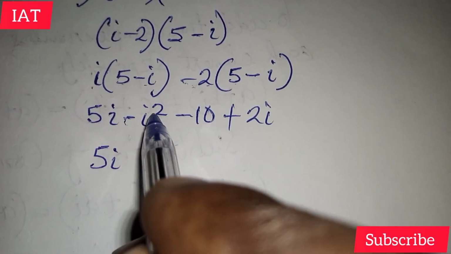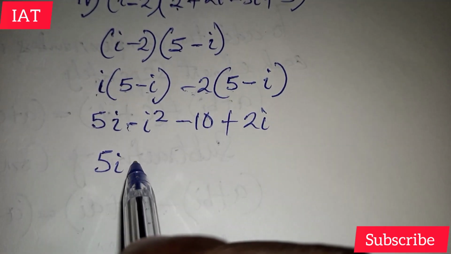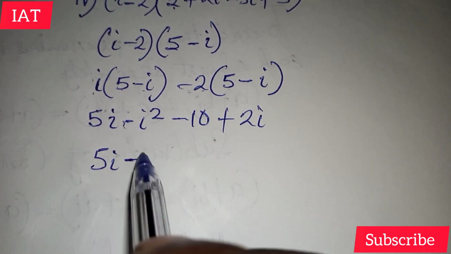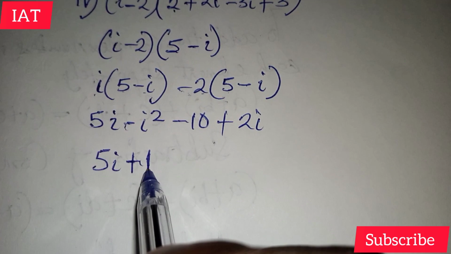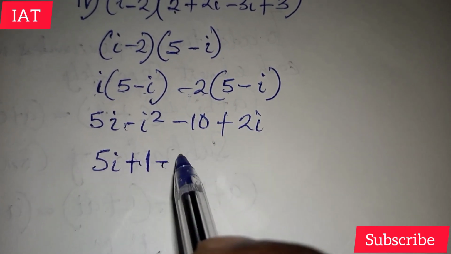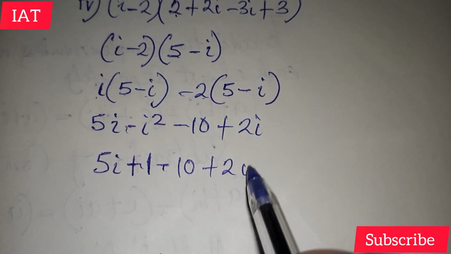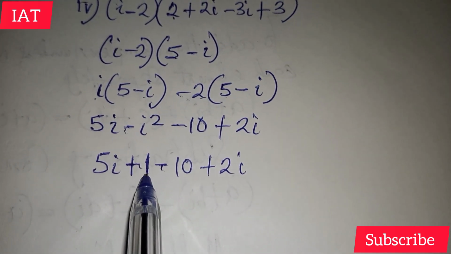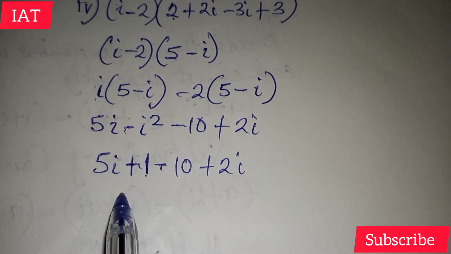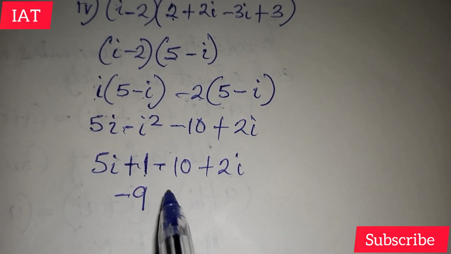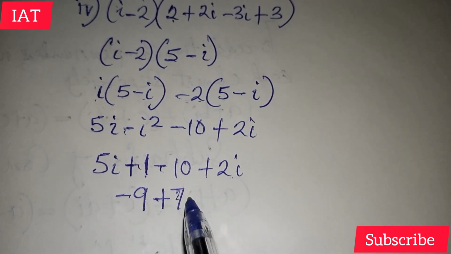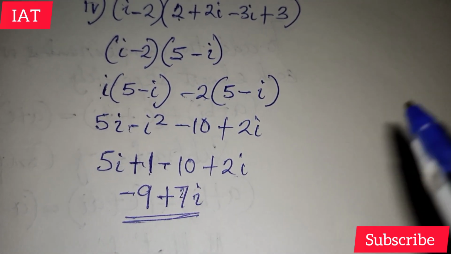So we know that this i squared is minus 1, times minus 1 will give plus 1, and here we have minus 10 plus 2i. So let's add up this 1 and this. Of course, 1 minus 10 will give minus 9, and then plus 5i plus 2i will give 7i. So this is the result to this problem.